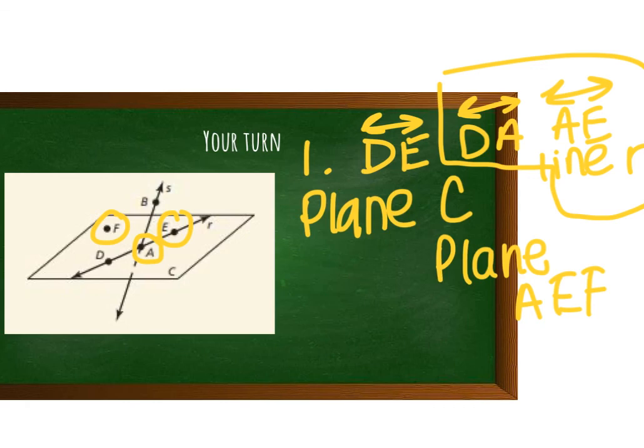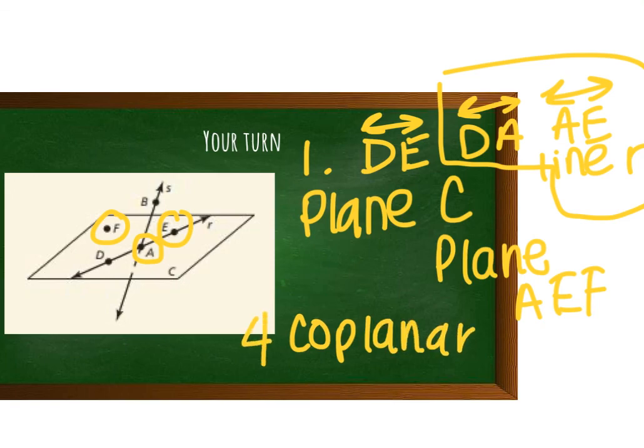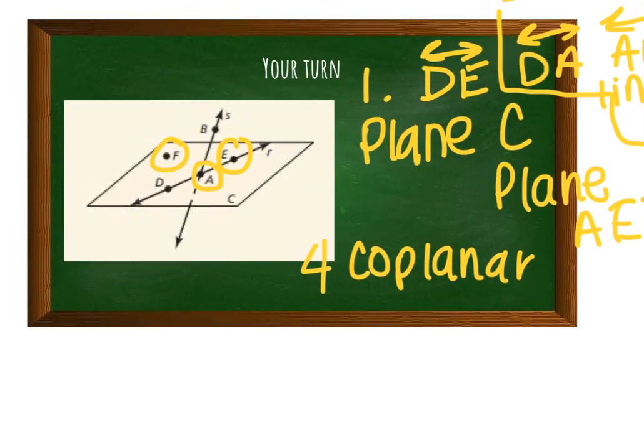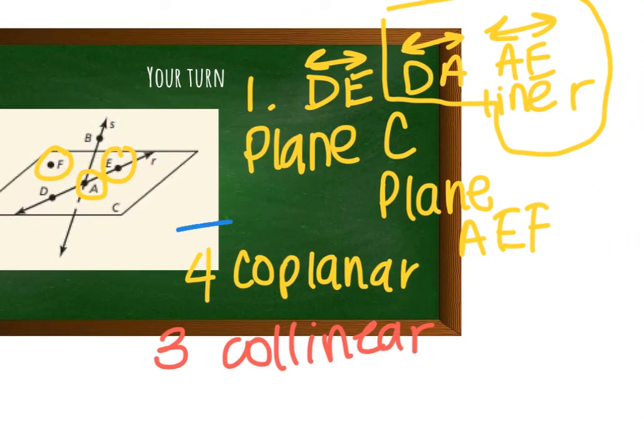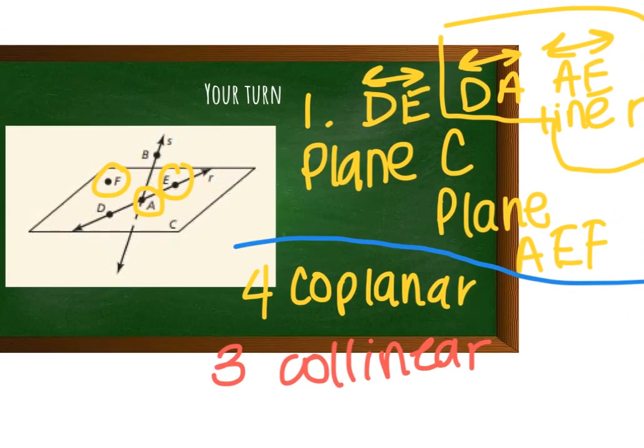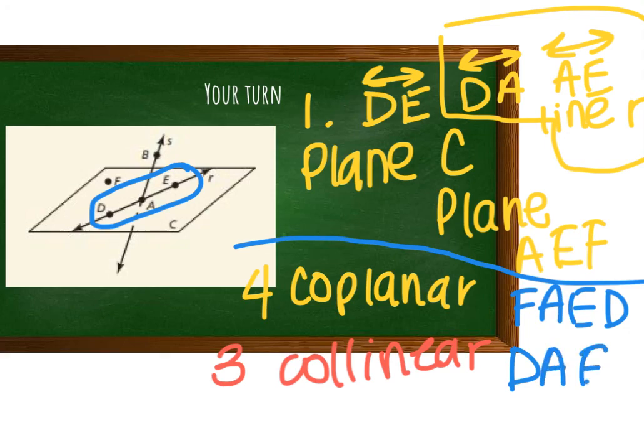And then there are four points that are coplanar, and there are three points that are collinear. Our four points that are coplanar are F, A, E, and D. Why? Because they all lie on plane C. And the three points that are collinear, this one should be pretty easy and obvious. There are three points that lie on the same line, and it's these three: D, A, and E.